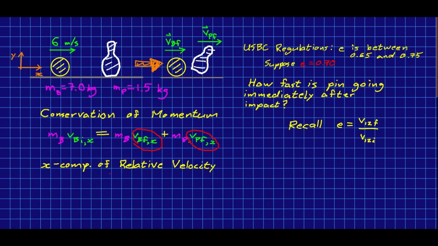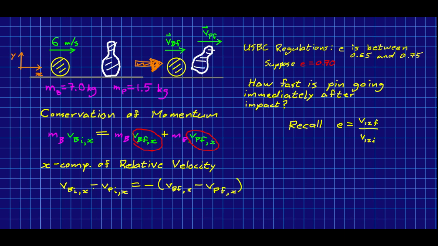So we're going to need to use our x component of relative velocity again, just like we did last time, except that we have a twist. So first I'm going to write it down the way we had it last time. So we would have the relative velocity, say, ball, and this is the x component of the relative velocity, minus pin, all initial, all equals the negative of that same relative velocity component after the collision.